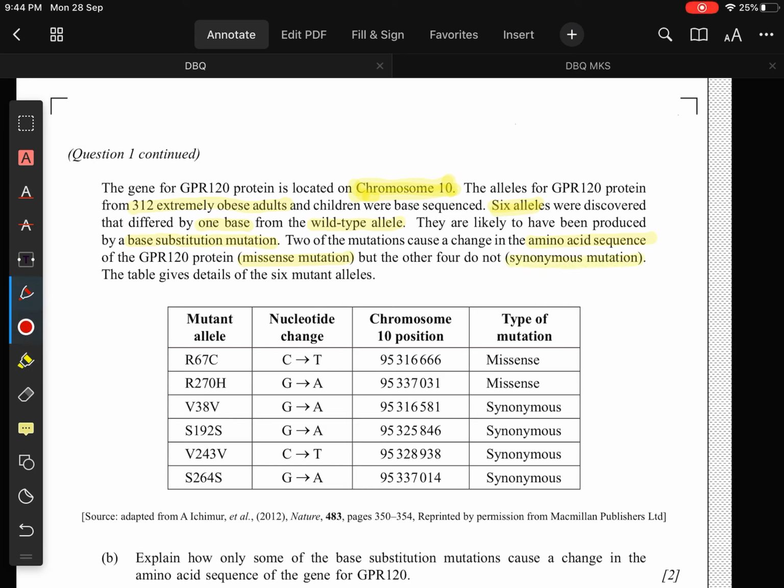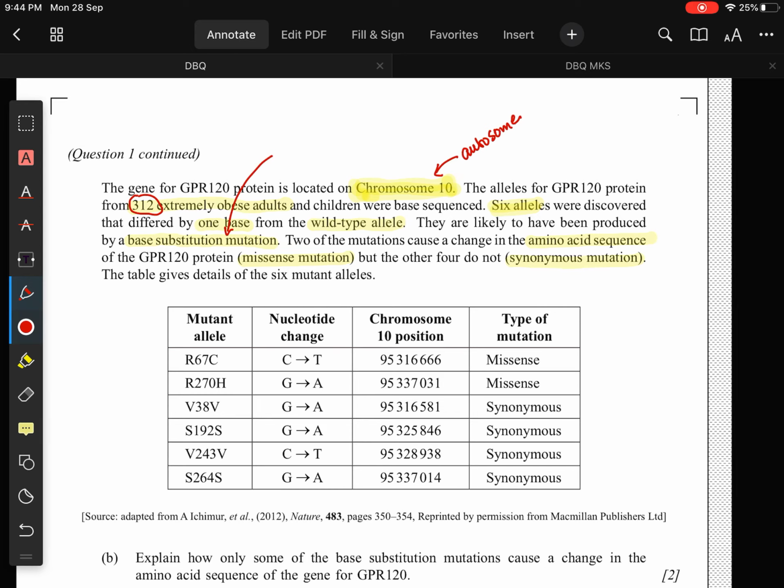So let's talk about these terminology which I highlighted. First of all, autosome: chromosome 10 is an autosome. Then you see that the sample size is 112. Then you see base substitution mutation. What is base substitution mutation?